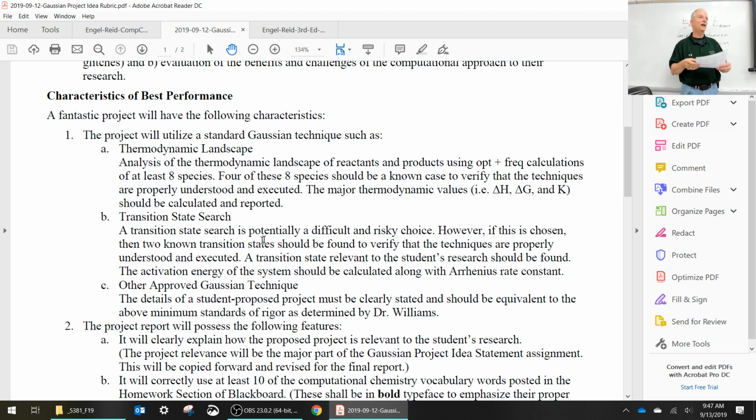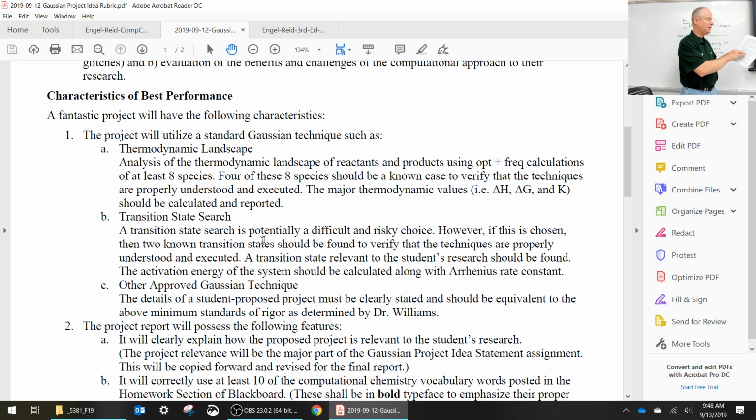If you don't know how to repeat calculations that are in the literature, you'll never know if you're right or not. And so isn't that what we did this summer? We'll spend all summer just doing calculations that had already been done in the literature. But that's how he taught himself Gaussian. And then he can apply it to unknowns. So that's the thermodynamic landscape.